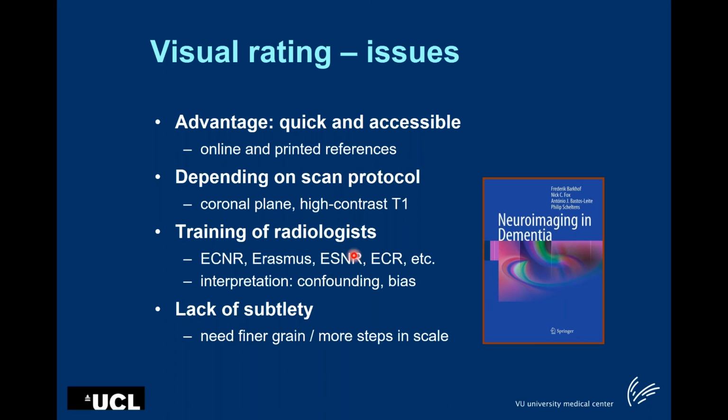There's a bit of training required, but not that much. I try to do what I can in various conferences, on the website, etc. The major disadvantage, I guess, is the lack of subtlety, because there are only 4 steps in the scale. To be honest, sometimes I'm doubting myself, and I just put in my report that the MTA score is 2 to 3, for example, because there's not a step of 2.5.